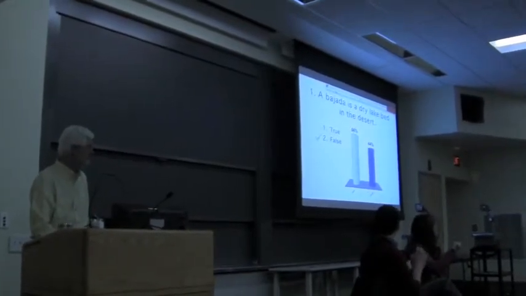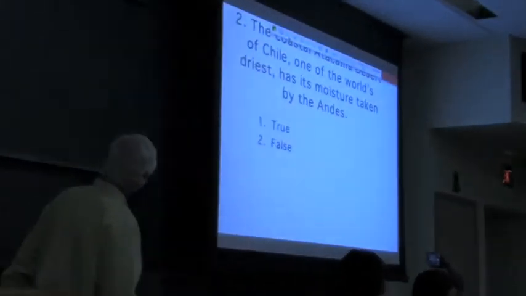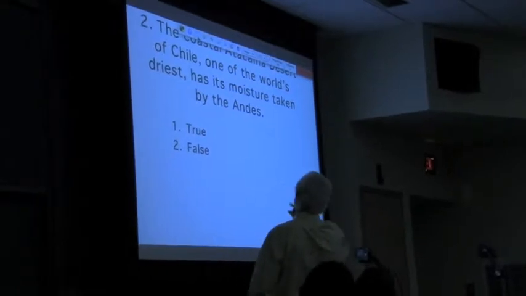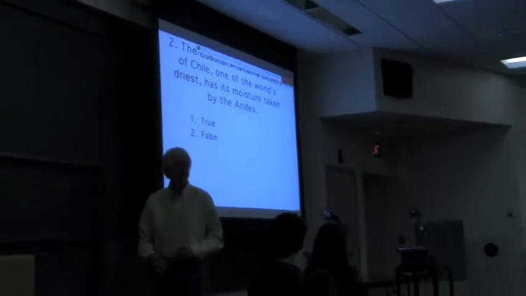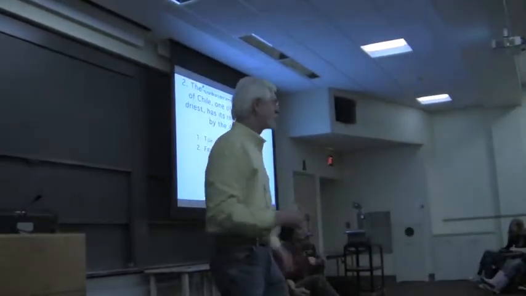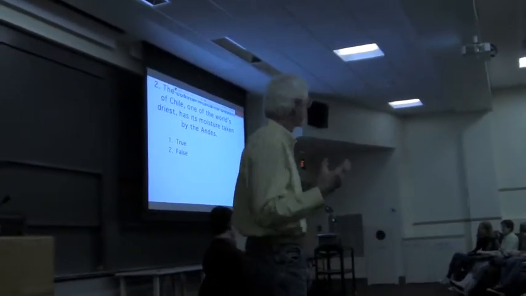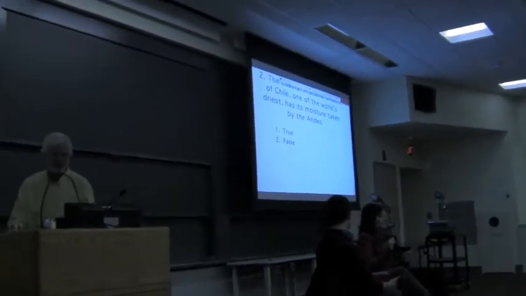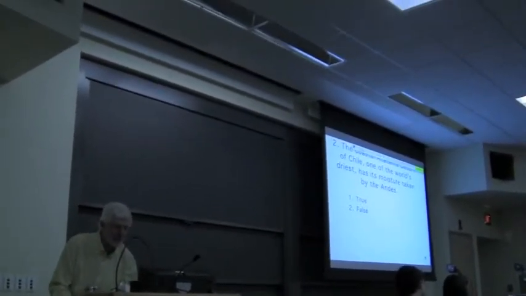We'll take a picture. Correct answer is false. The coastal Atacama Desert of Chile, one of the world's driest, has its moisture taken from the Andes. This is very specific, but this was our one example where you get a desert on a coastline created by geography, like rain shadow, but it's coastal. Is this true? What do you think? I will now open the polls. And there's the countdown, and you're firing away.